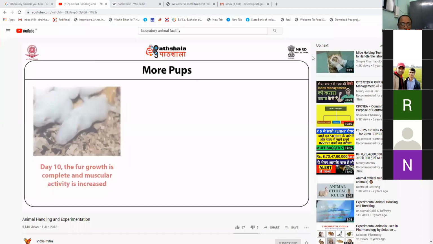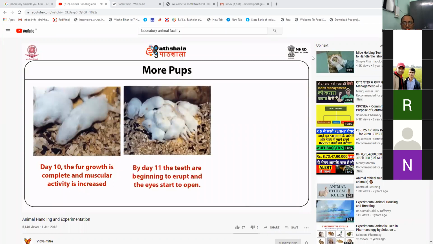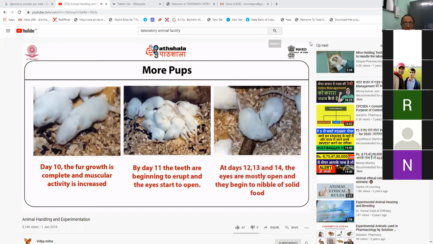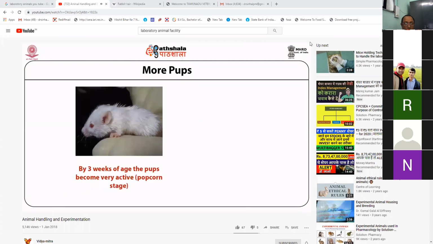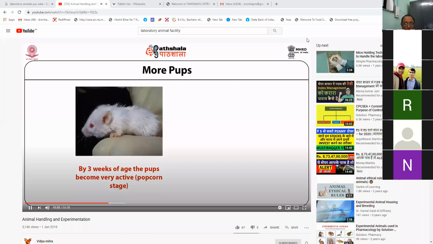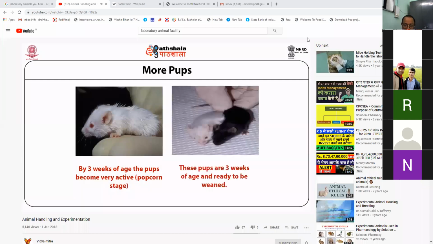That is day 10, where it is completely covered with fur and hair, and its muscular activity has increased. You can see the eyes start to open only on the 11th day after delivery, and on the 12th and 13th day the eyes will be open, and they are able to feed. By the 3rd week of age, the pups become very active, the hairs are well developed, the eyes are open, the ears are straight, and at 3 weeks the pups are ready to be weaned, the term used for separating pups from the mother so that they can live individually.